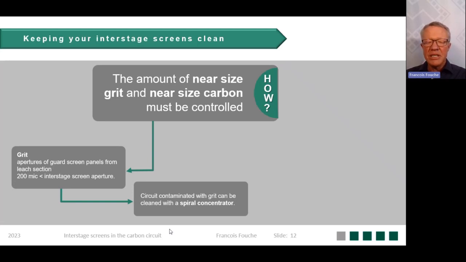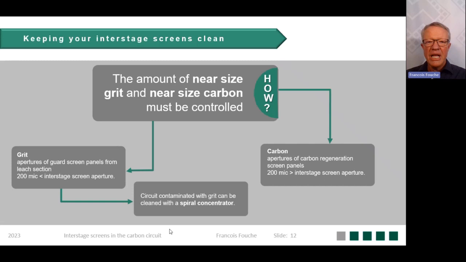And this can be easily done with the use of a spiral concentrator. As far as the carbon is concerned, the approach is the opposite. Screen panels that are utilized on the carbon regeneration screens that return carbon to the circuit have to be 200 micron larger than the screen panels on the interstage screens.